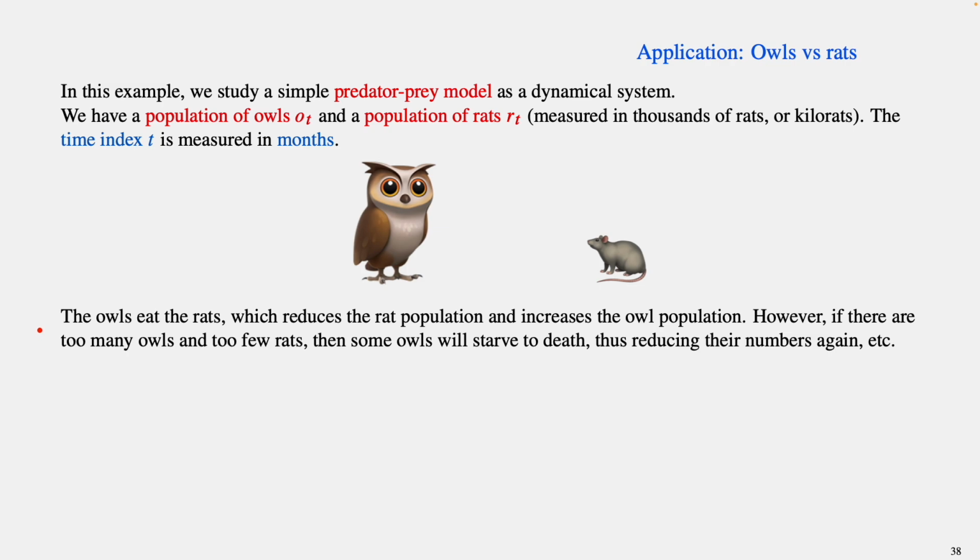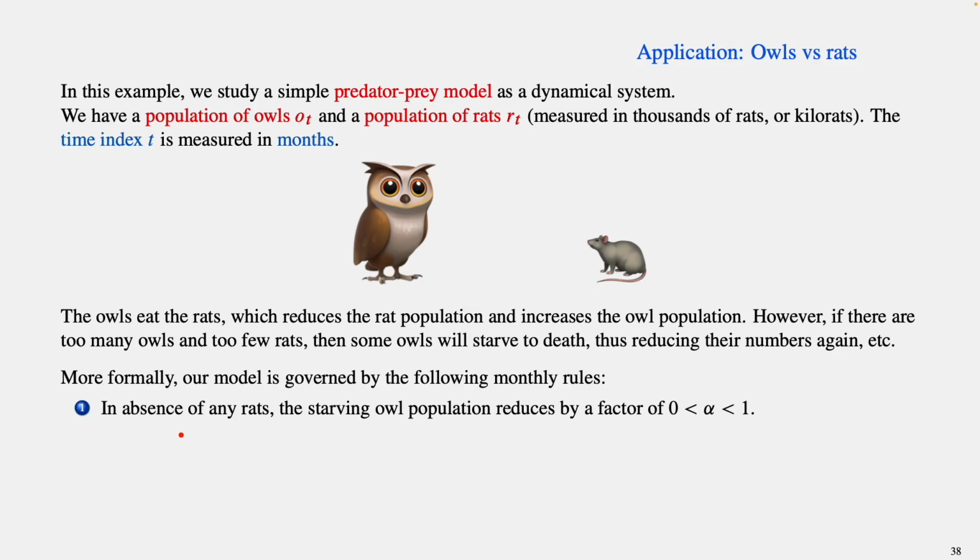And to actually understand this precisely, we make up a mathematical model from which we can then derive the long-term development of the two populations depending on their initial state. So more formally, we formulate the rules for this predator-prey model as follows. If there are no rats at all, then the owls will starve, and this will reduce them monthly by a factor alpha, which is between 0 and 1.